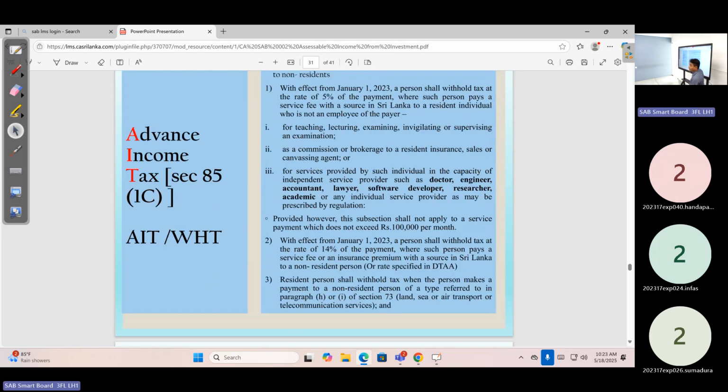In the case of a service fee payment to a non-resident, there is no cap. Whatever the payment, it is subject to withholding tax at 14%, or as defined in the double tax avoidance agreement. Clear? That is service related payments. Okay?